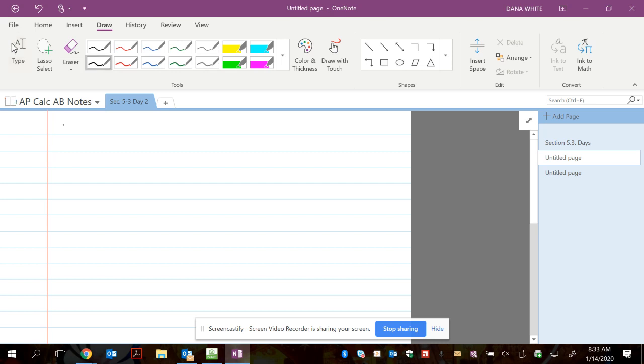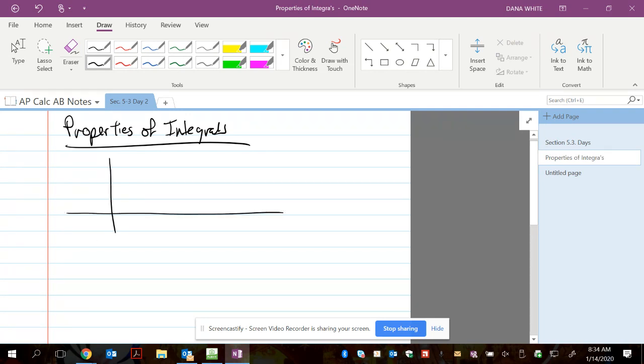Now, properties of integrals. Properties of integrals basically says, okay, I'm going to have some region, right? And I'm going to go from A to C to B. Yeah, it's a little unusual. Actually, let's just change it to B to C to make it easy. From B to C. And this is region 1, and that's region 2.